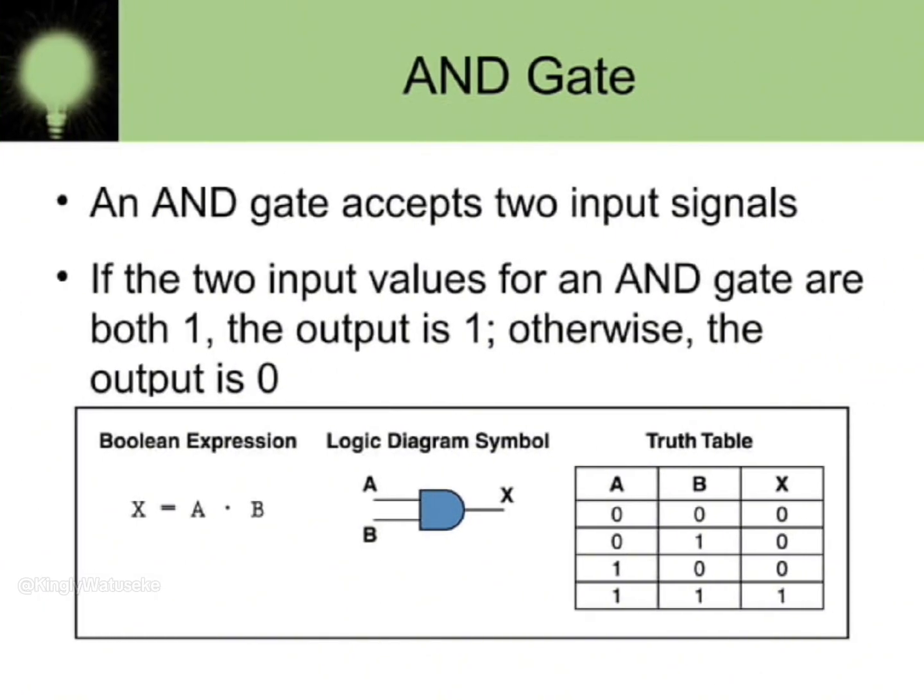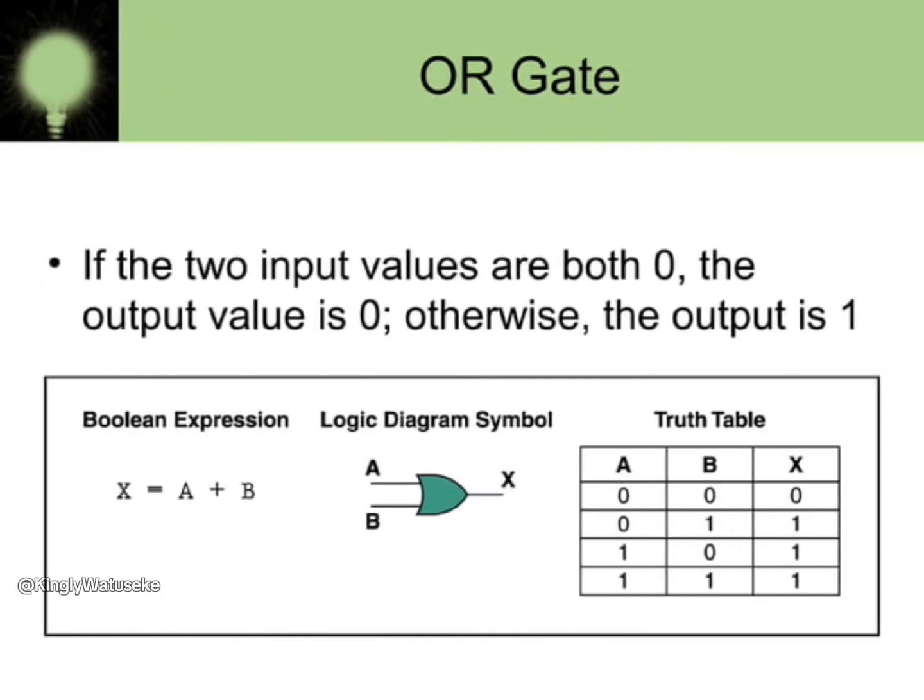AND gate. An AND gate accepts 2 input signals. If the 2 input values for an AND gate are both 1, the output is 1. Otherwise, the output is 0. OR gate. If the 2 input values are both 0, the output value is 0. Otherwise, the output is 1.